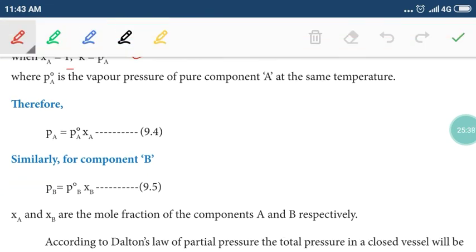So we know that K is equal to PA naught. You substitute in the equation: PA is equal to K XA. Instead of K, we substitute PA naught. The same way, for another component B, we may write PB is equal to K XB. K value is equal to PB naught. So PB is equal to PB naught XB.